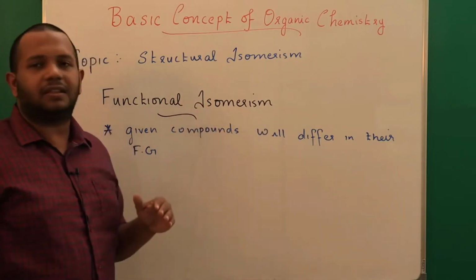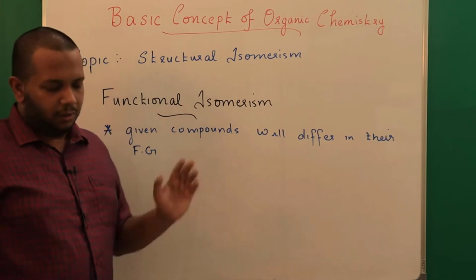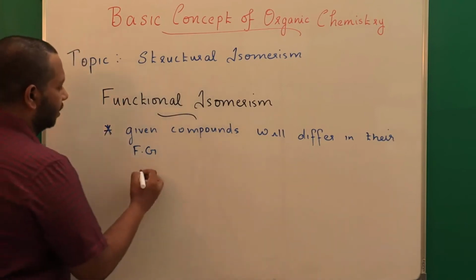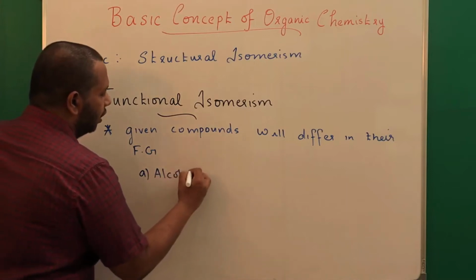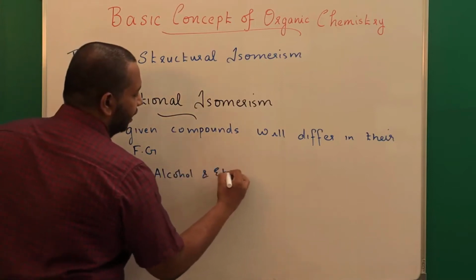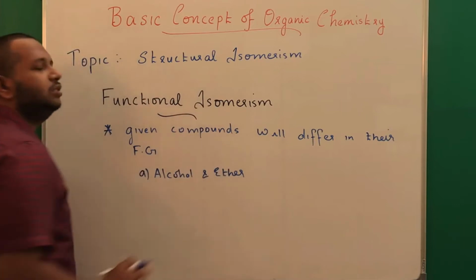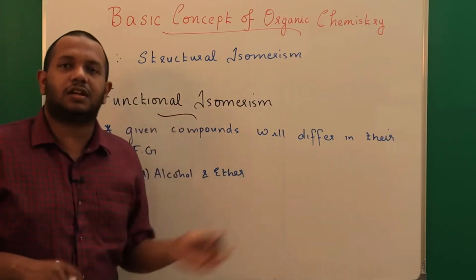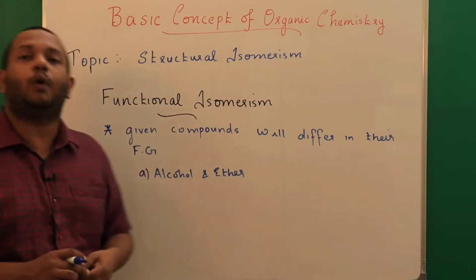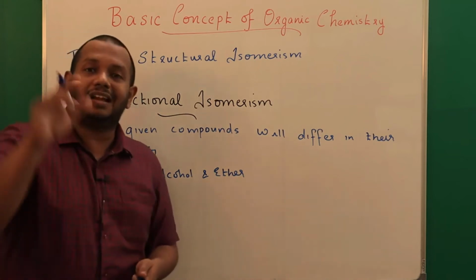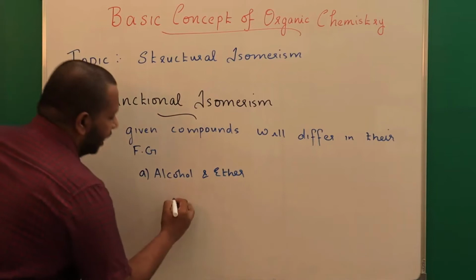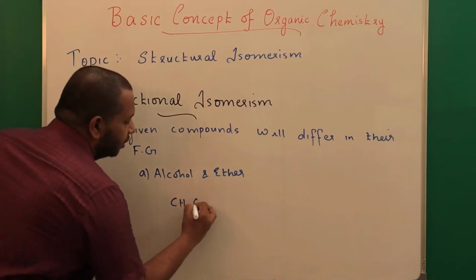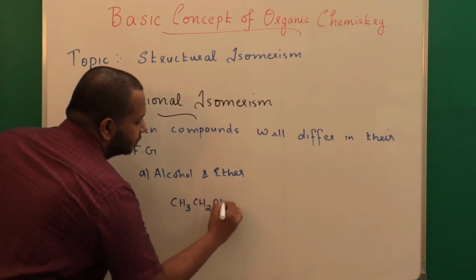So similarly, we can pair them. For example, the first pairing is alcohols and ethers. I have taught you earlier, both have the same general formula, but if you see the structure, one will have the functional group OH and the other will have the ether linkage, the O linkage. Let's see an example. For example, you have the alcohol CH3CH2OH.